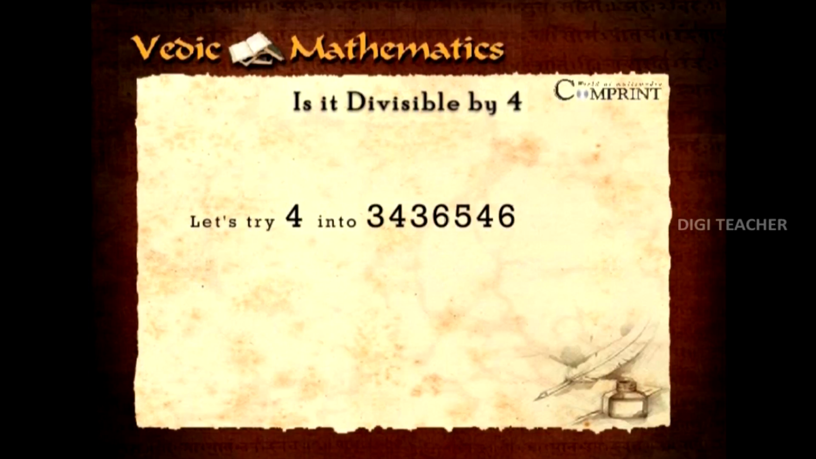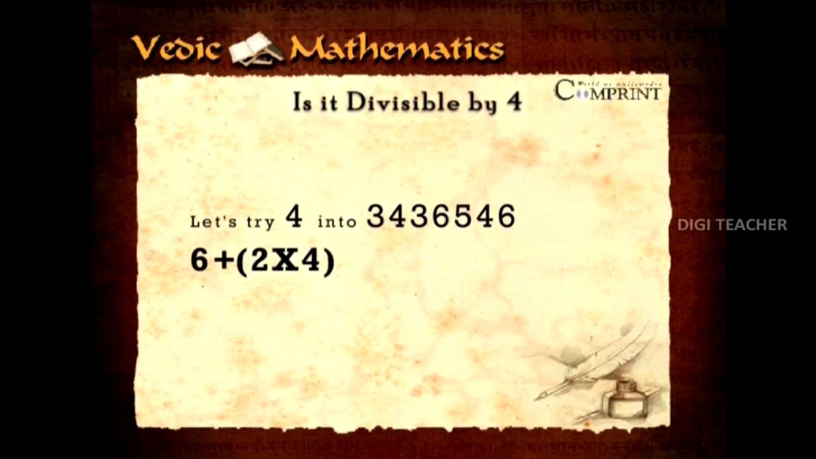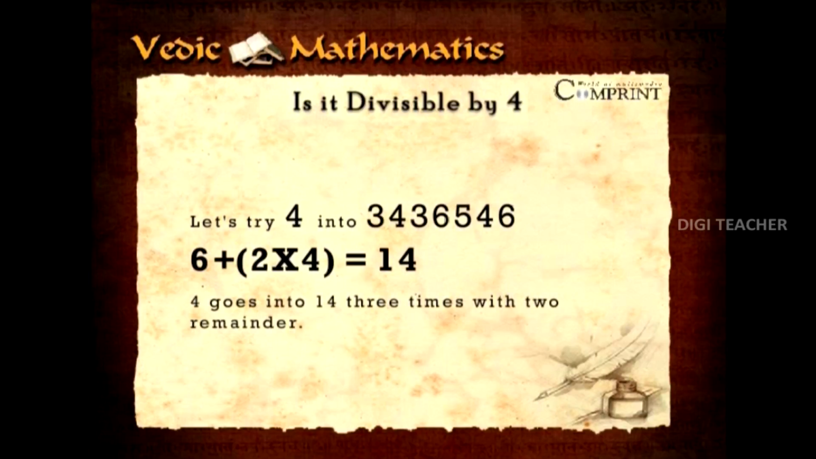Let's try 4 into 34,36,546. So, from our example, take the last number 6 and add it to 2 times the penultimate number 4. 6 plus 2 multiplied by 4 equals 14. 4 goes into 14 3 times with 2 remainder. So, it doesn't go in evenly.